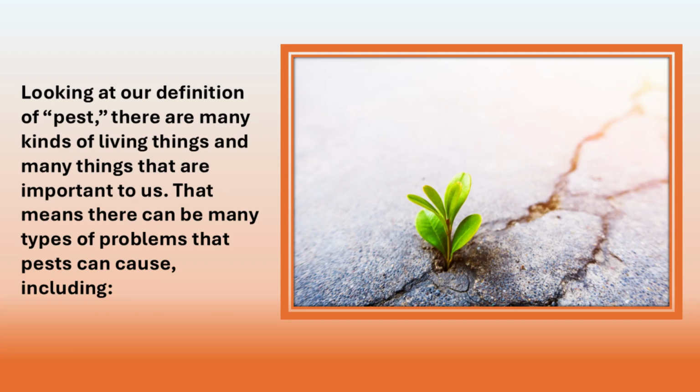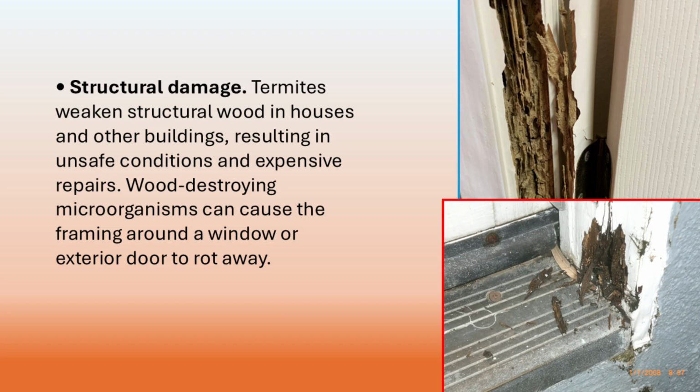Looking at our definition of a pest, there are many kinds of living things and many things that are important to us. That means there can be many types of problems that pests can cause, including structural damage. Termites weaken structural wood in houses and other buildings, resulting in unsafe conditions and expensive repairs. Wood-destroying microorganisms can cause the framing around a window or exterior door to rot away.